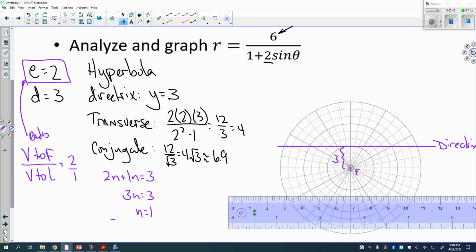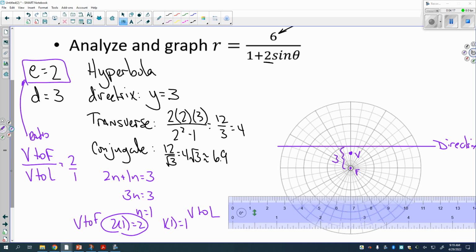Plug that in. So 2 times 1 is 2. So 1 part has to be 2. 1 times 1 is 1. 1 part has to be 1. The 2 part has to be vertex to focus. This has to be vertex to directrix. So that tells me from the focus to the vertex has to be a 2. So my vertex goes right there.